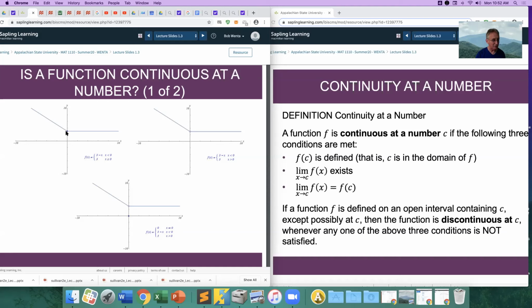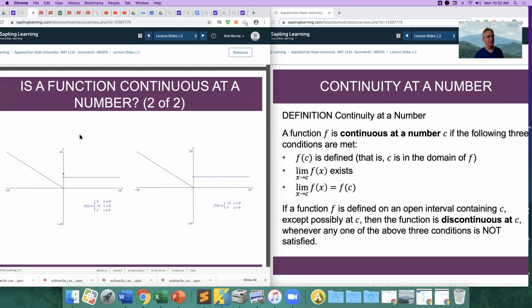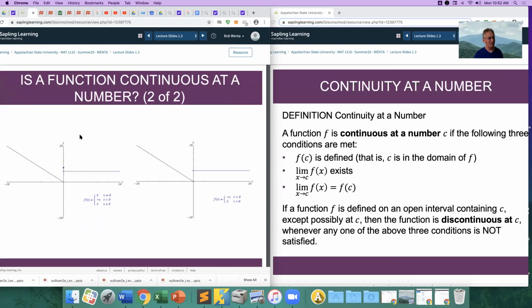That limit is equal to the value of f of c, excuse me. So that is a continuous function. Okay, so let's continue on down just for a second. Look at these two. There's a couple other terms I want you to get down before we leave this.